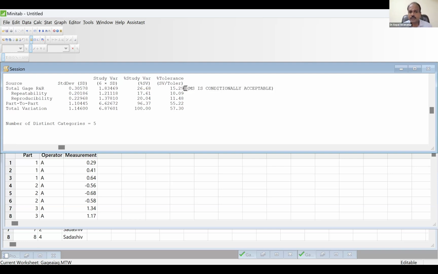But any value of gauge R&R less than 10% means your measurement system is considered acceptable. But any measurement system with a gauge R&R value of more than 30% is unacceptable. All of you agree with me on that? Less than 10 acceptable, more than 30 unacceptable, but 10 to 30 conditionally acceptable. Now, how to check the condition? Compare the position of the control limit with respect to the specification limit. All right. So now what will I do?